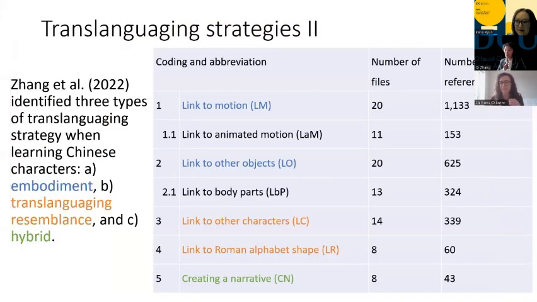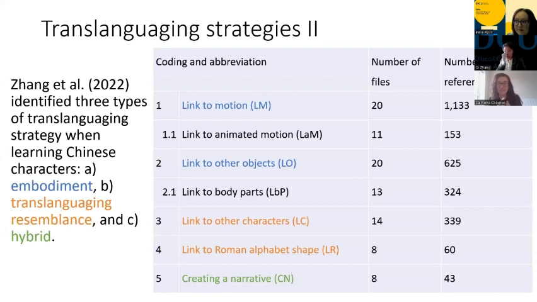So from these different examples, from the coding of the data, we identified three types of translanguaging strategy when these students were learning Chinese. And they are to do with embodiment, translanguaging resemblance, and hybrid. So the coding strategies that I just mentioned, I'll go through one by one, are linked here on this table. So in terms of embodiment, we have the link to motion and link to other objects.